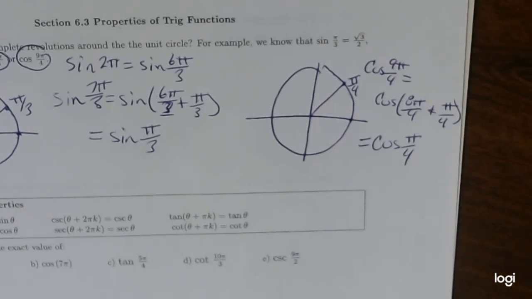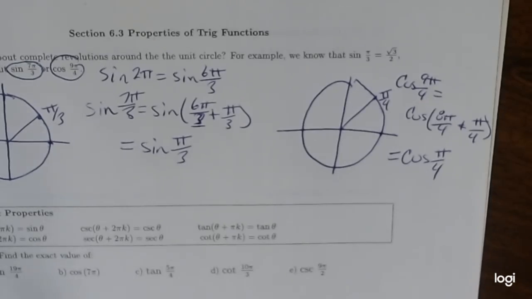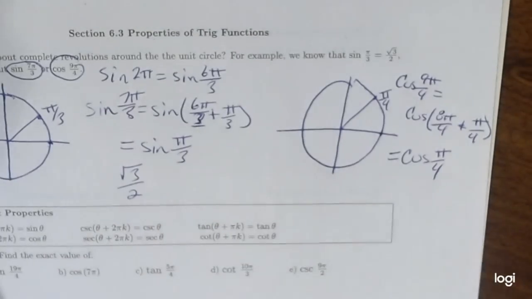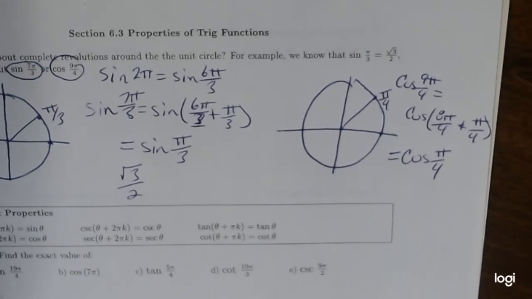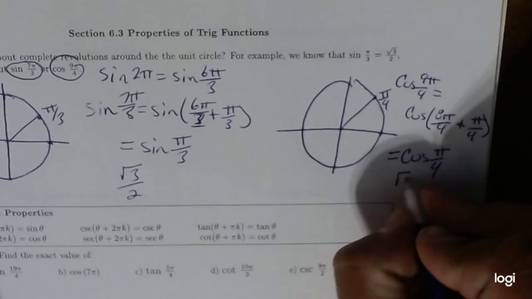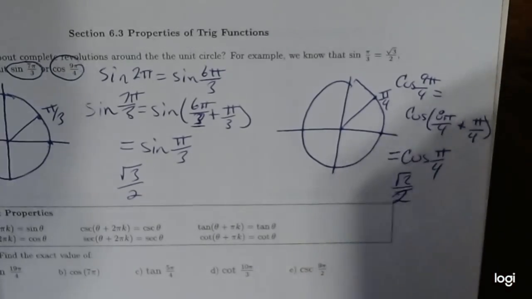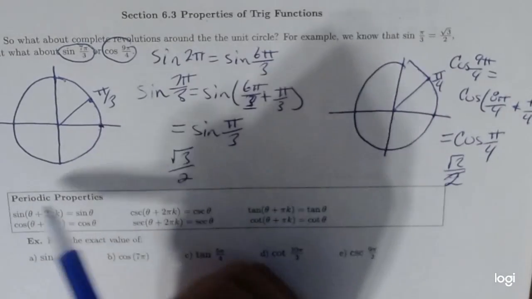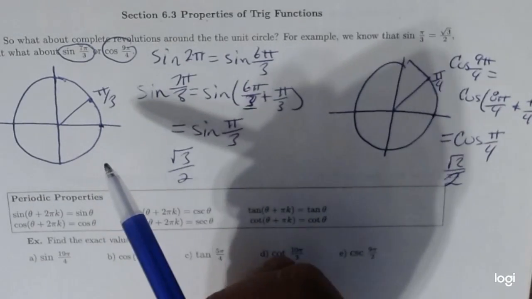So if we go back, sine of pi over 3 is going to give us, let's see, what is it? Radical 3 over 2. And then cosine of pi over 4 is going to give us radical 2 over 2. And that's how we're going to do these types of problems. We're going to figure out what's pretty much the remainder of it, what's left over, and just go from the unit circle.